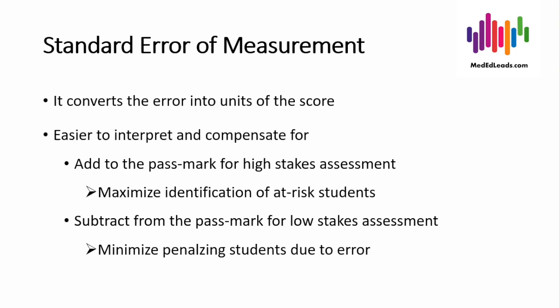So standard error of measurement converts your reliability into a value which has the same unit as your score. Suppose your scores were in percentages. You have a reliability of 0.8, and you convert that 0.8 into a standard error of measurement. And that comes out to be 4, which means the error in your measurement, the error in your score, was 4%. So standard error of measurement helps us convert the reliability into a value which has the same unit as your score.